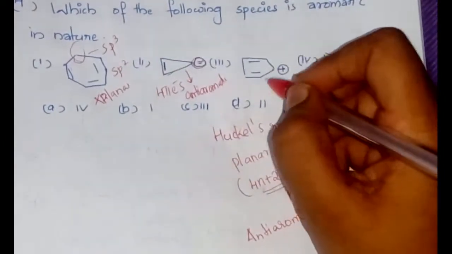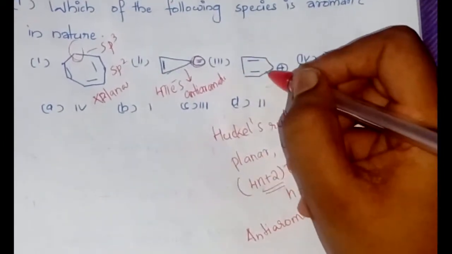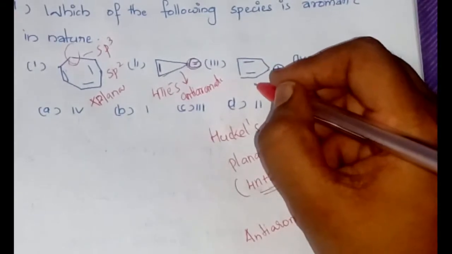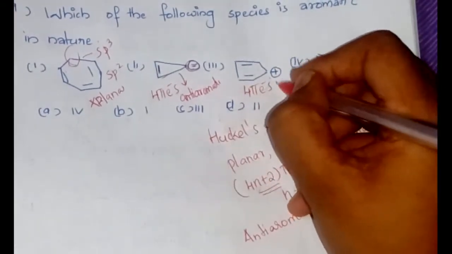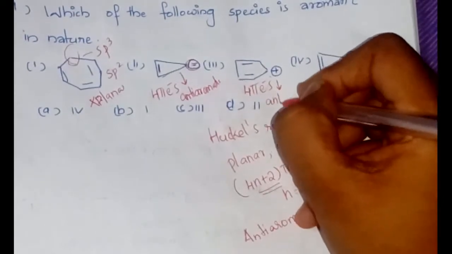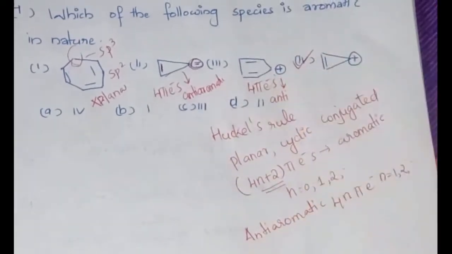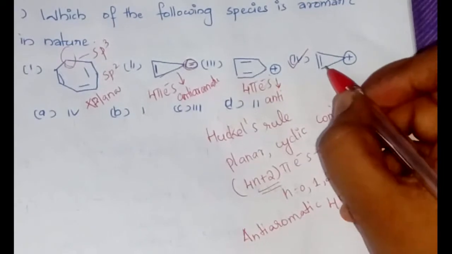Now we will see the third one. Here also it is planar and conjugated and cyclic, but here also we are having 4 pi electrons. So we will be having anti-aromaticity here. So definitely our answer would be option 4. Now let's check how it is.